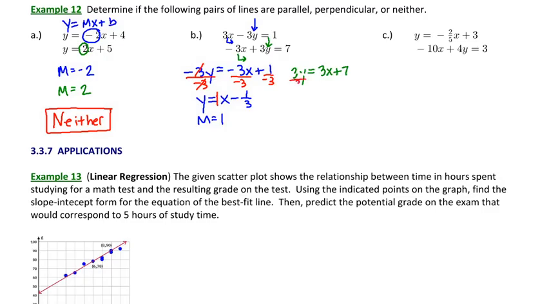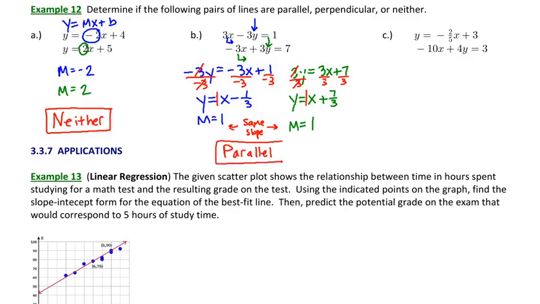We'll go through and divide all three terms uniformly by 3 to obtain y equals 3 divided by 3 is 1 times x plus 7/3. So the slope of this line, which we identify as the coefficient of x, is also 1. Since these two lines have the same slope, then it must be the case that they are parallel.